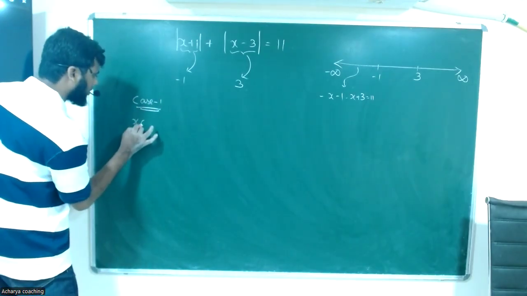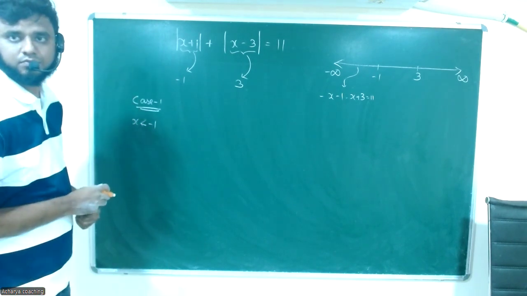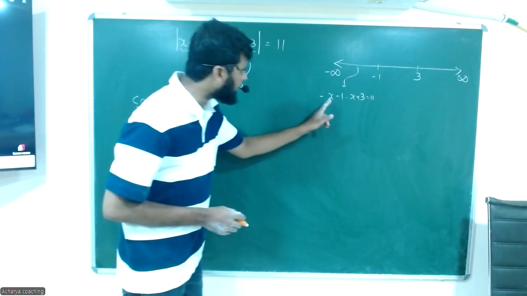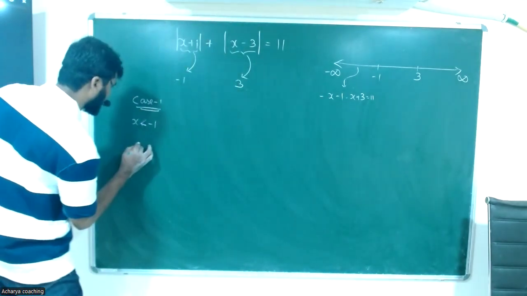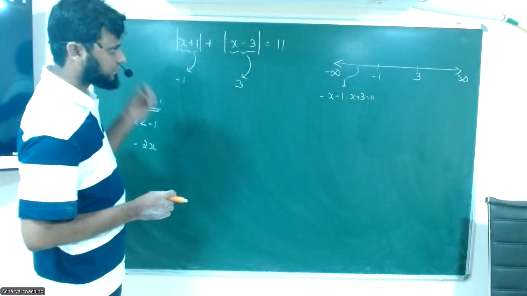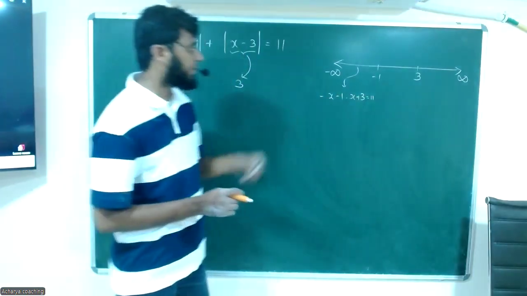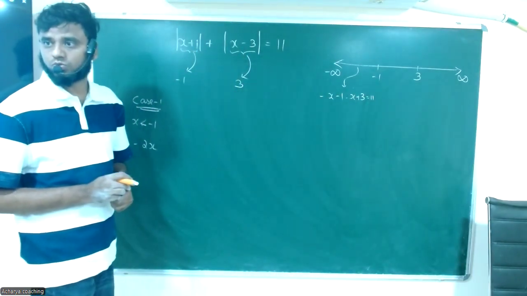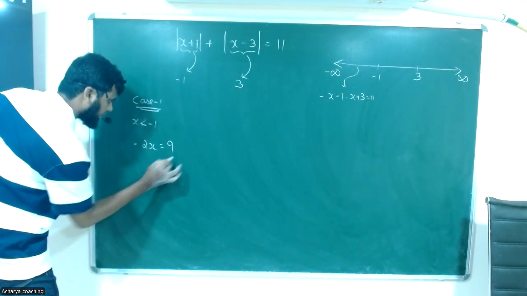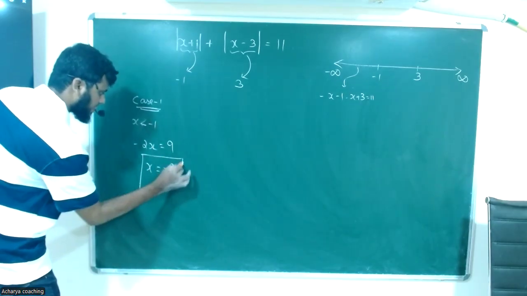Clear? So what is case 1? X belongs to minus infinity to minus 1, or x less than minus 1, I can write. Clear? X less than minus 1, what do we have? Minus x minus x, minus 2x. 3 minus 1, which is 2. So 2, if it goes there, minus 2. 11 minus 2, 9. What is the x value? Minus 9 by 2.